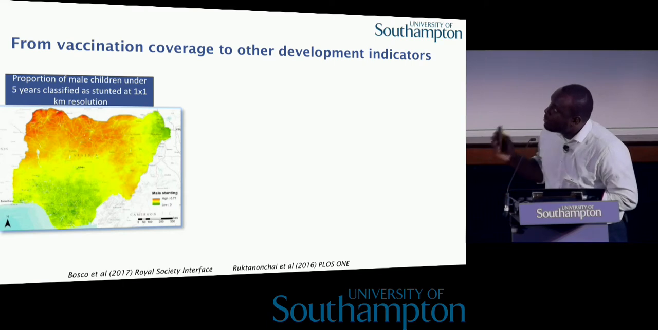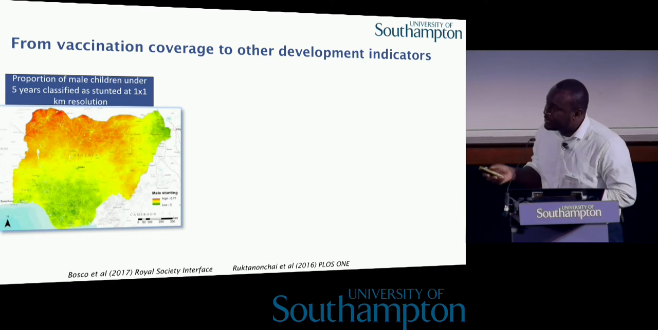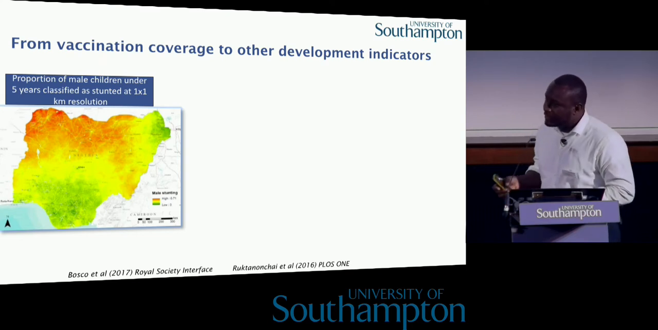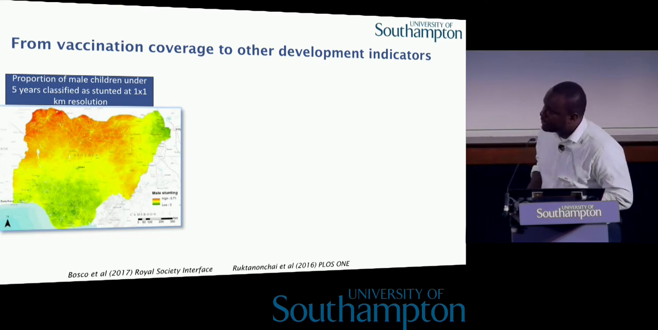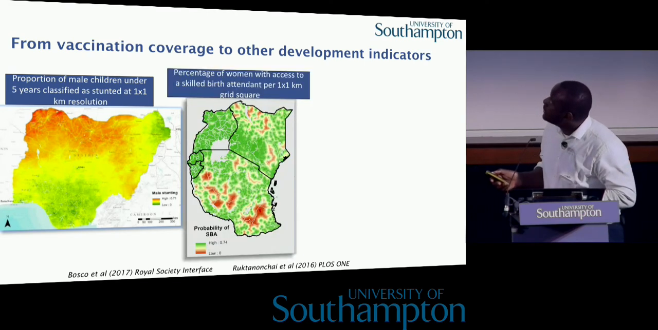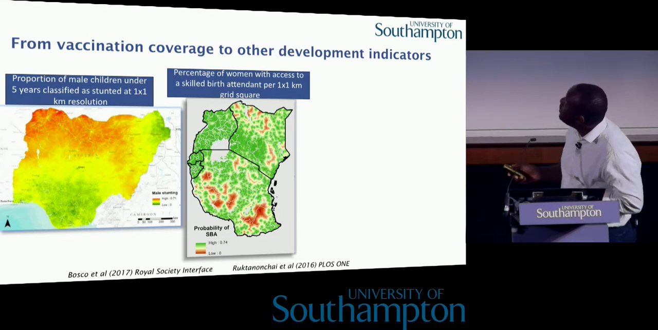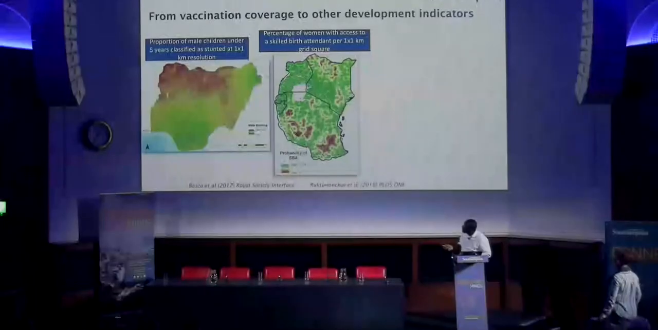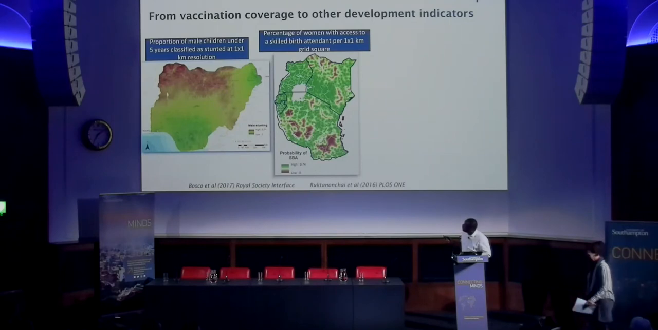So here we have a map of stunting in male children aged under 5 years. Stunting is a condition that causes impaired growth and development in children, and that could be as a result of malnutrition or some other health conditions. So you can see that there are large numbers of children in the northern part of the country who are stunted.